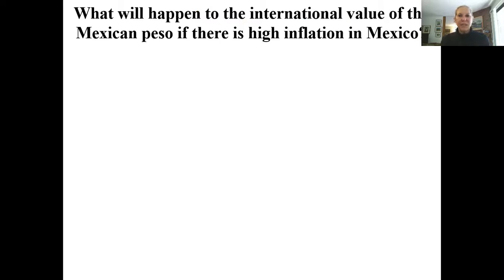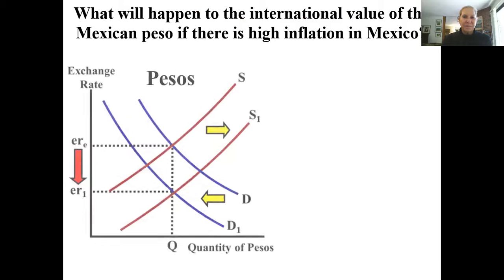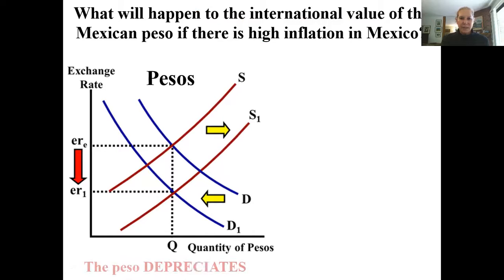Okay, what will happen to the international value of the Mexican peso if there is high inflation in Mexico? So here's the diagram for pesos, and here's the explanation. You start with your exchange rate at the intersection of the supply of pesos and the demand for pesos, right here. Then there's a high inflation rate in Mexico, and this is what happens.